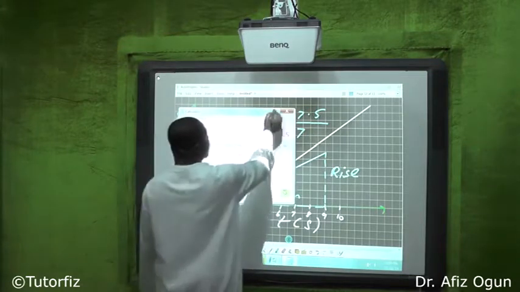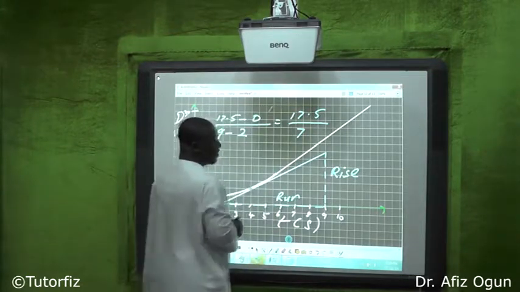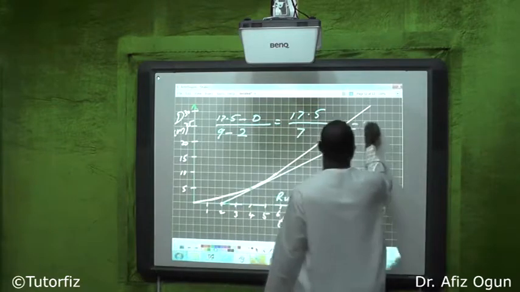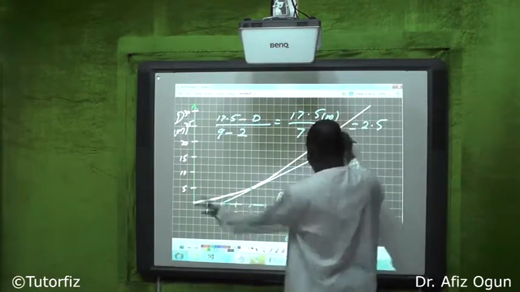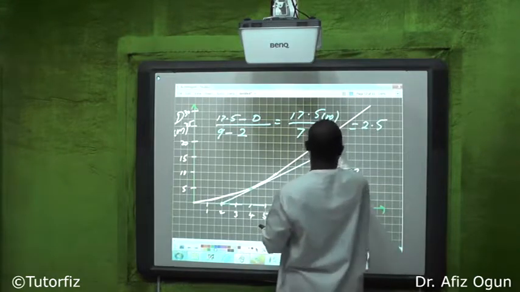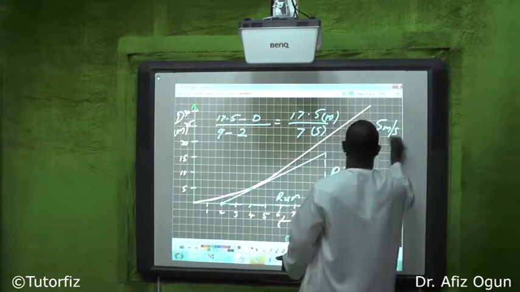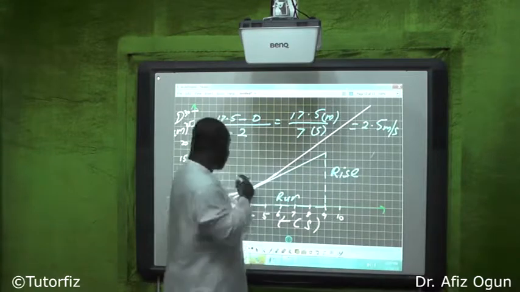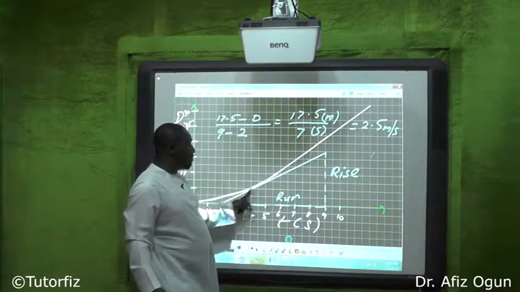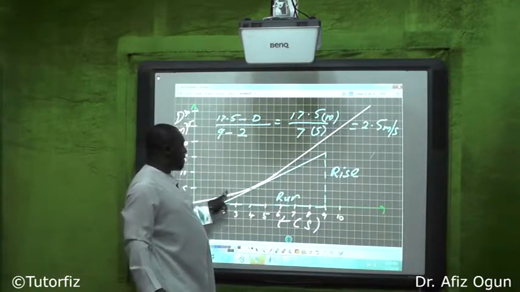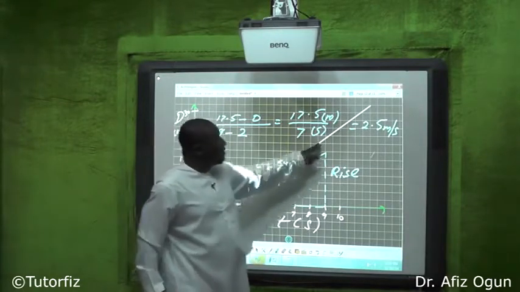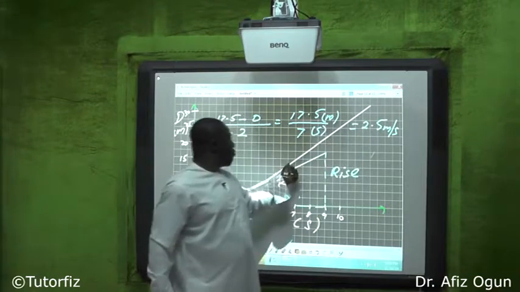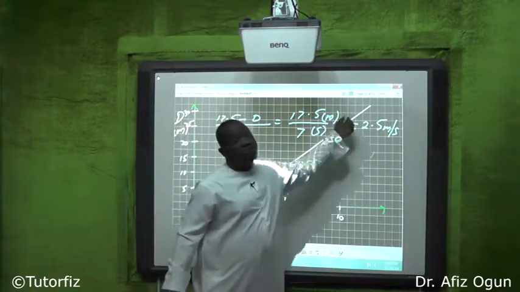It gives us 2.5 meters per second. It gives us the slope to be 2.5 because this is meter and this is second. So we have 2.5 meters per second. This is the speed at this point. If you check at another point, it will be different because it's a curve. Speed at every point in the curve is different. But for this straight part of it, the speed is the same. Once you can get a straight part of it, the speed will be the same.